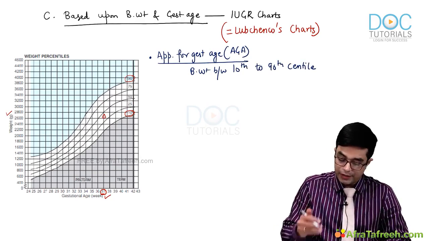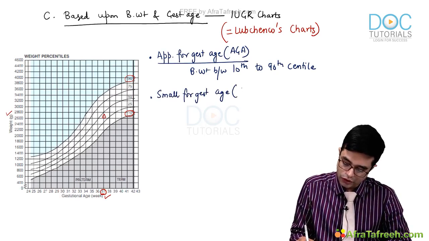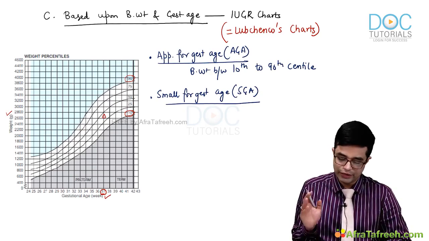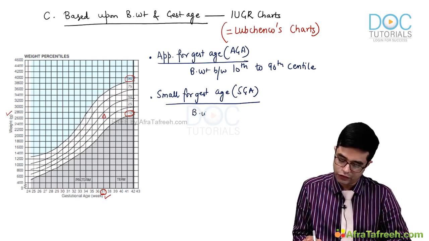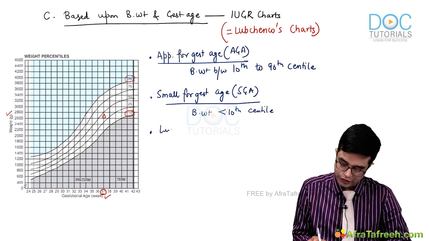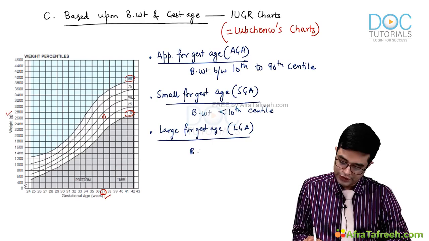If it lies below 10th centile, the child is called small for gestational age. So if the weight when plotted lies anywhere in the zone which is shown in gray, then it will be small for gestational age. The definition for small for gestational age is birth weight less than 10th centile. And third will be large for gestational age. The term LGA baby will be used when the birth weight is above 90th centile or above 90th percentile when plotted on Lubchenco's chart.